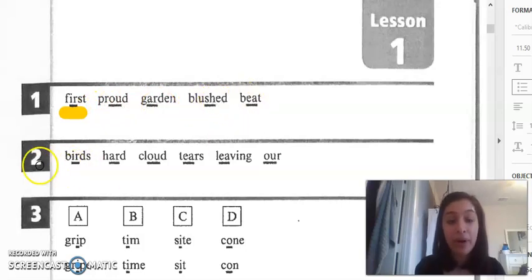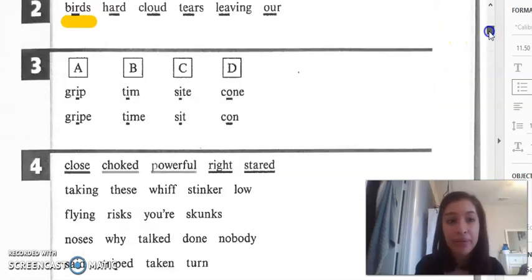And the second part, where you see our number 2, you're going to do the same thing. So for our first word, we say the underlined part, then the whole word. First word, underlined part. Say the whole word now. What word? Birds. Yes, so make sure you do that for each word you see in part 1 and part 2.